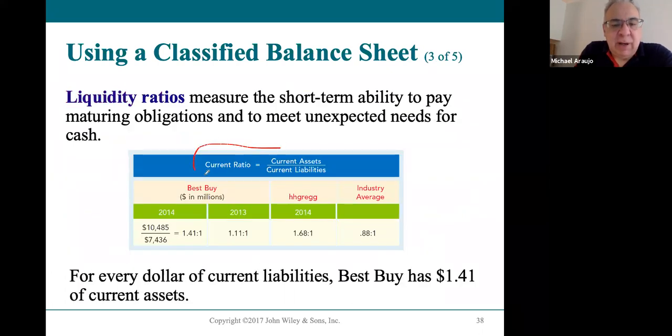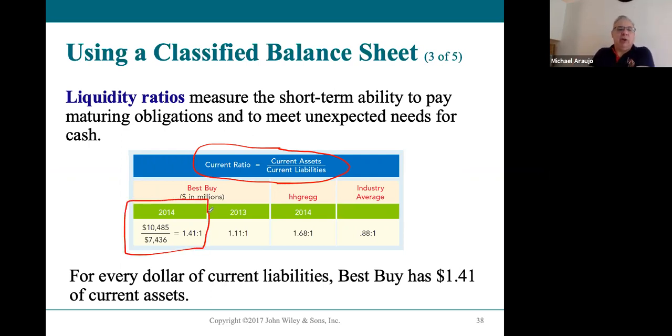The most common of the ratios that you'll see for liquidity is something called a current ratio. It's a very, very popular ratio that's being used. And as you see here by the formula, you're simply comparing current assets to current liabilities. It's just a comparison of the totals. So you have total current assets on the top, total current liabilities on the bottom, and the difference is provided. So here, let's look at Best Buy for 2014. So you'll learn what this means.